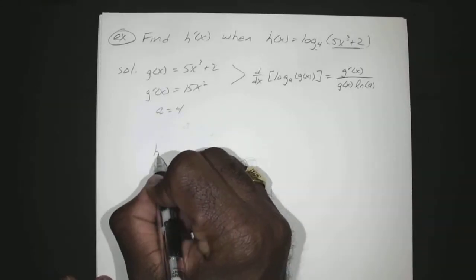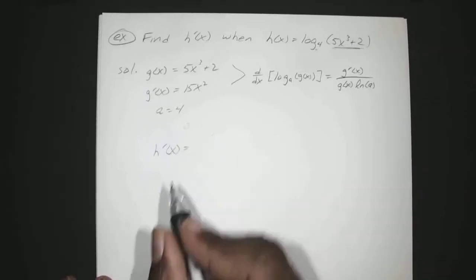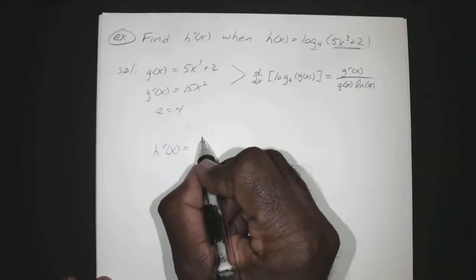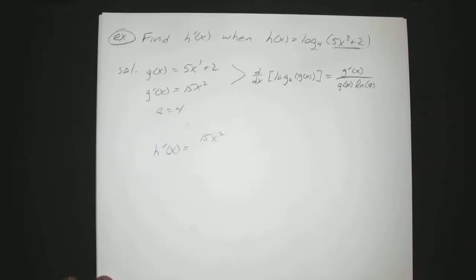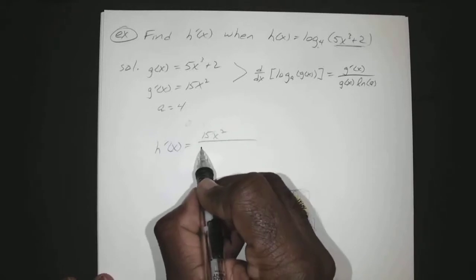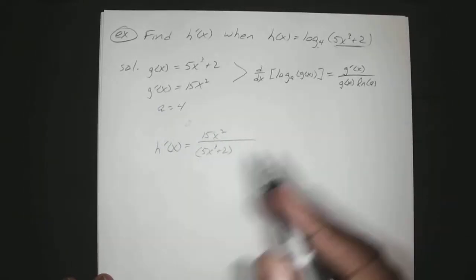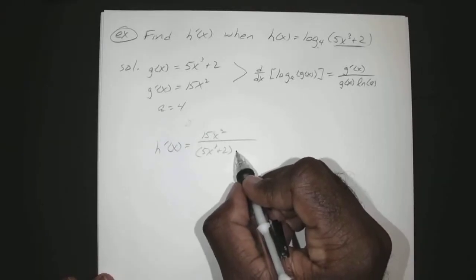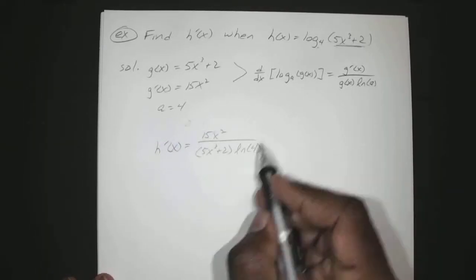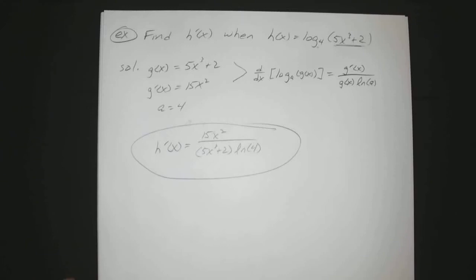Okay, so that means your h prime of x is equal to g prime of x, which is 15x squared, over g of x, which is 5x to the third plus 2, times natural log of a. So natural log of 4. And that's your final answer.